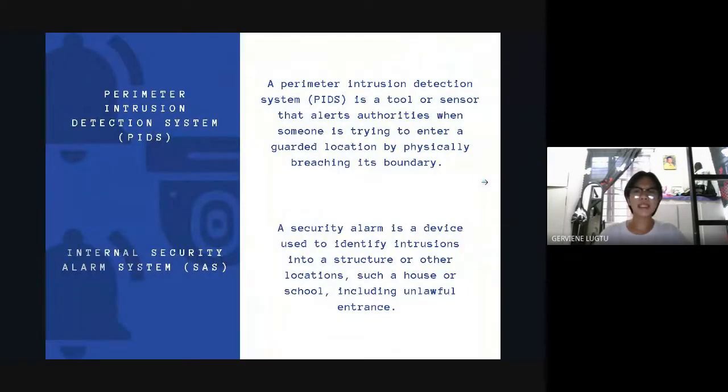A PIDS is frequently used in high security settings, including prisons, airports, military sites, and nuclear power plants. Katulad ng pag nasa loob ng prison, 'di ba yung mga prisoner kapag nakita nila sa gilid ng fences, kaagad nang nagbabawal yung isang pulis. It is generally installed as part of an inter-security system.